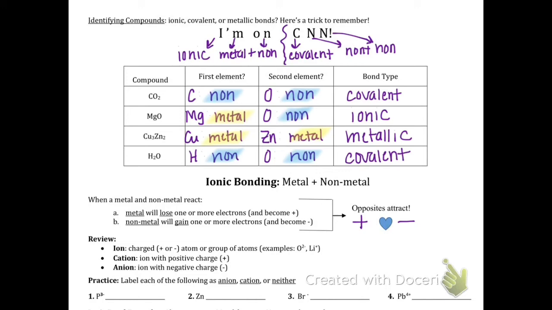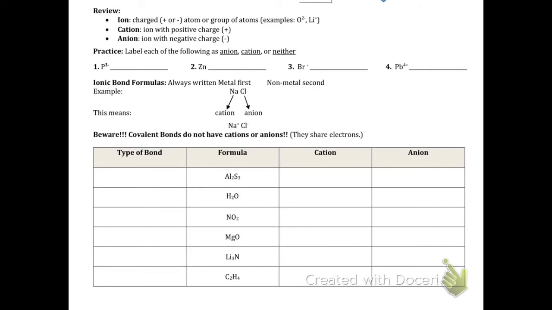So remember, when metals lose electrons, they're going to become cations. And when nonmetals gain electrons, they're going to become anions. Cations are positive, anions are negative. And when you have a positive close to a negative, they are going to be attracted and get really, really close together.